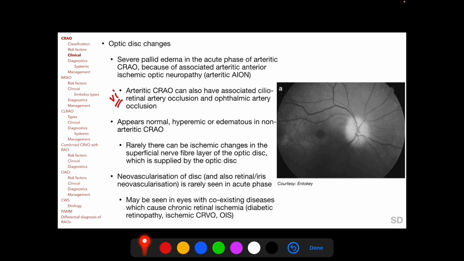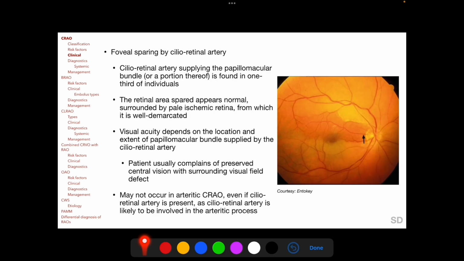As with neovascularization of the iris, neovascularization of the optic disc is rarely seen in the acute phase of central retinal arterial occlusion, but may be seen in eyes with coexisting diseases such as diabetic retinopathy, ischemic CRVO, and ocular ischemic syndrome. As we have mentioned, 15% of all CRAO eyes demonstrate foveal sparing by the cilioretinal artery.